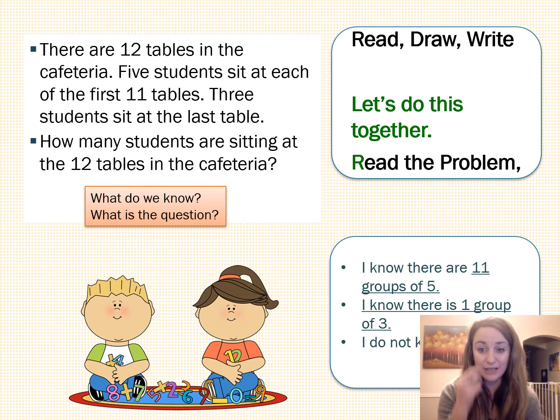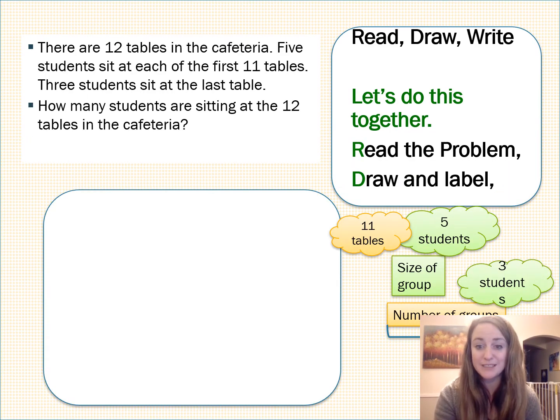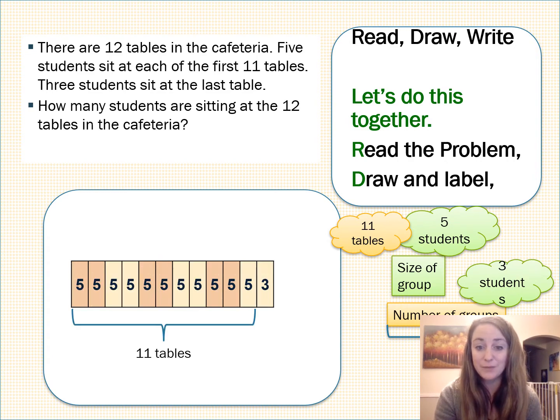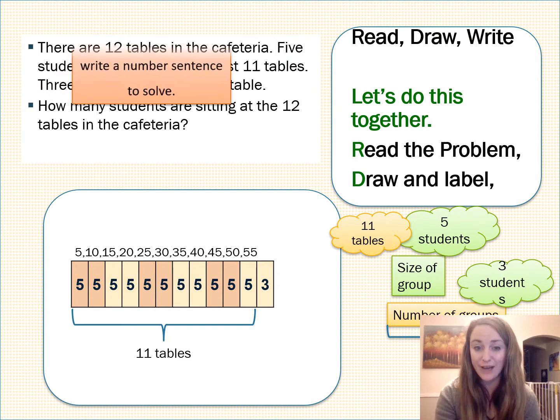So far, we know that there are 11 groups of 5. I know that there is one group of 3, but we don't know the total. Let's draw a tape diagram to help us with this. We'll have 11 tables of 5 and one group of 3. I can skip count the 5s easily. 5, 10, 15, 20, 25, 30, 35, 40, 45, 50, 55.